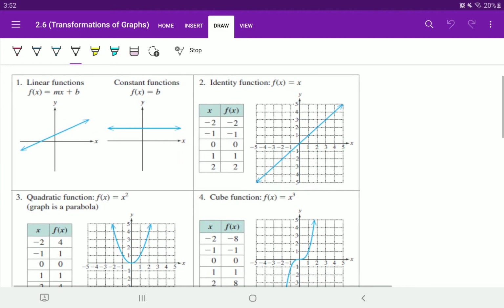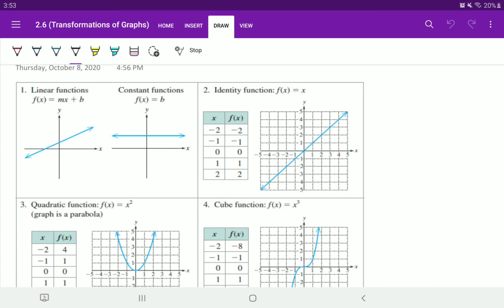So we have the first one, which is a linear function. F of x equals mx plus b, or we can say y equals mx plus b, either one. And a linear function looks like this. This has a positive slope. It can have a negative slope that's going down like this. And also we can have a constant function where it's just a line like this, such that y equals b. And we went over that when we were doing vertical and horizontal lines.